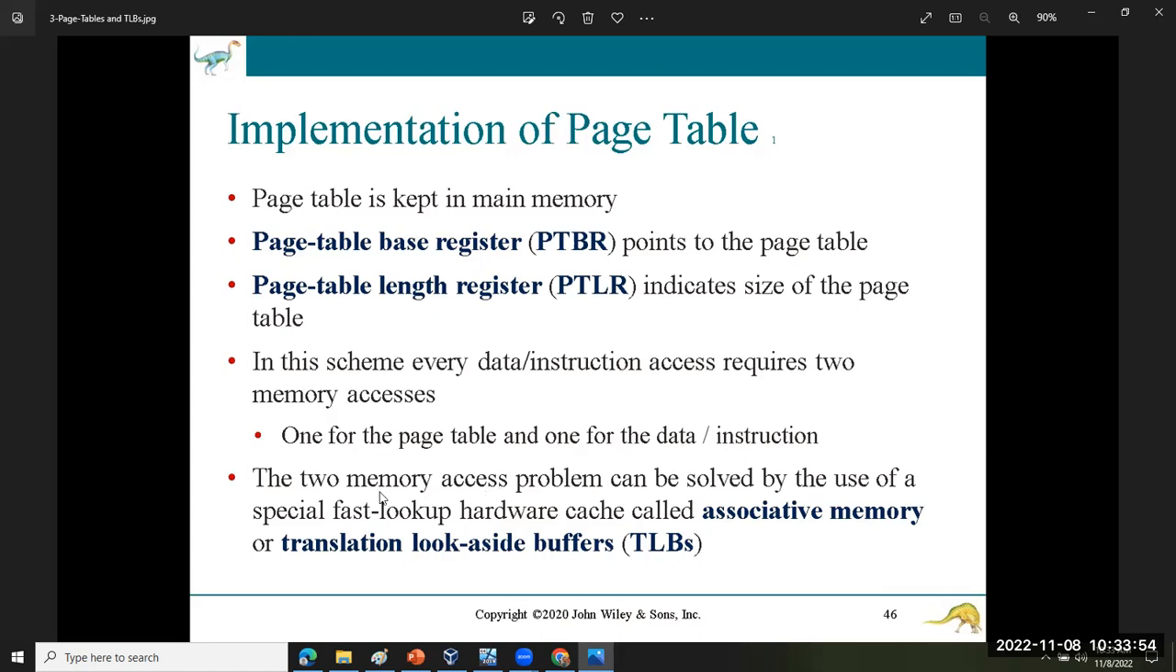But essentially, you have two memory access problems that can be solved by the use of a special fast lookup hardware cache called the associative memory or translation look-aside buffer. TLBs are equivalent to the term associative memory. You'll see both used. Let me repeat that. You'll see a reference in many cases to either term, which is talking about the same animal, a special fast lookup hardware cache.